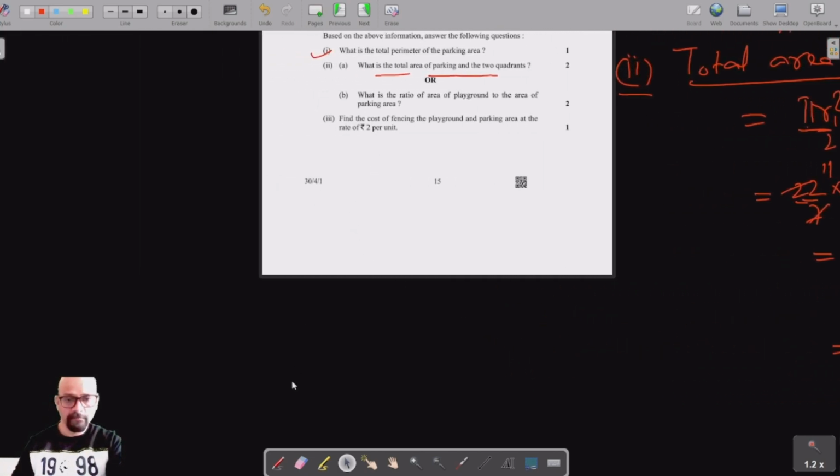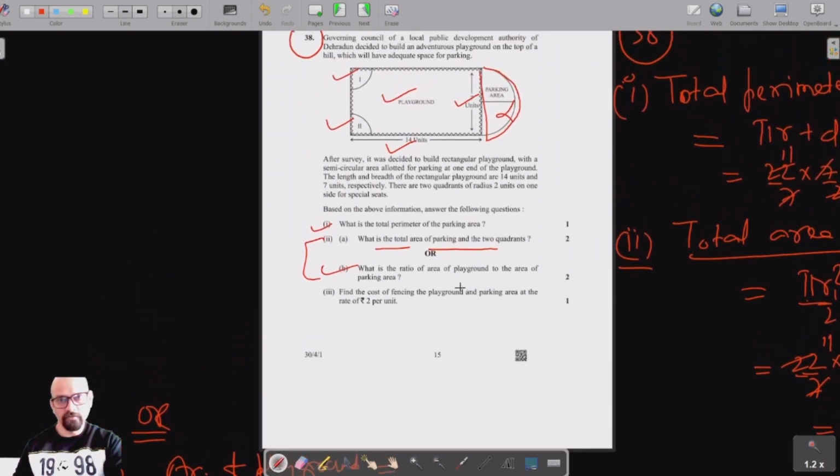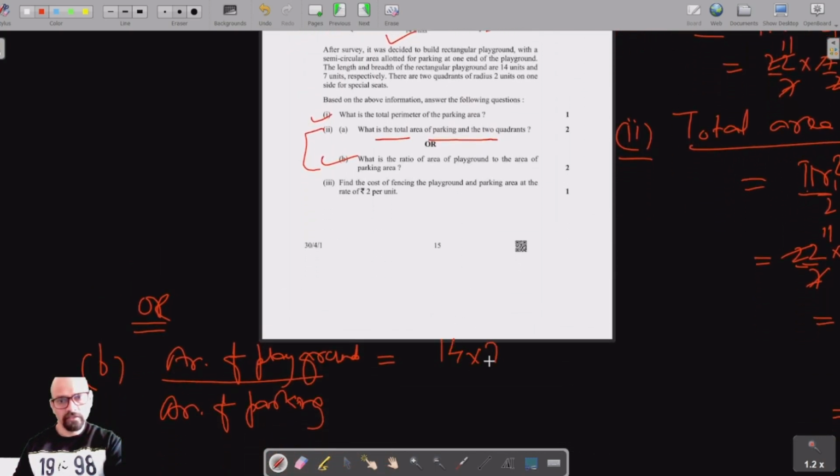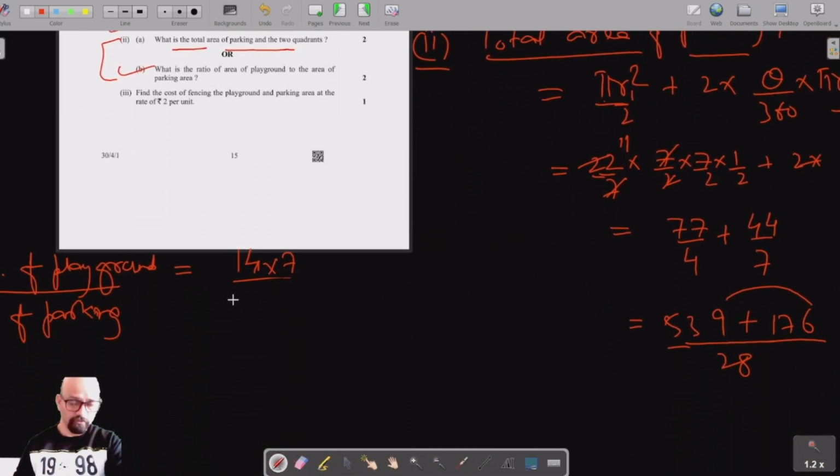Okay, it's given that we need the ratio of area of playground to area of parking area, and for part B, you have to do only one of them. Now the ratio of area of playground to the area of parking. Now the area of the playground is length into breadth, which is 14 into 7, and the parking area is pi r square by 2.